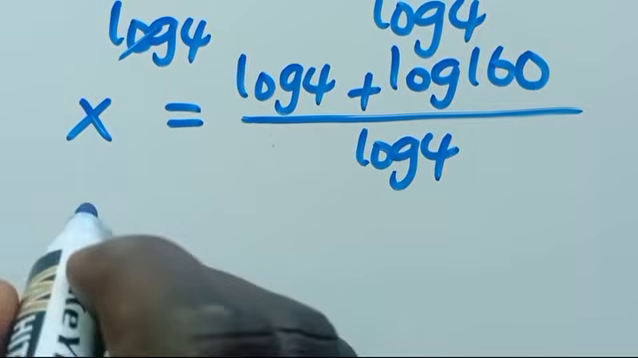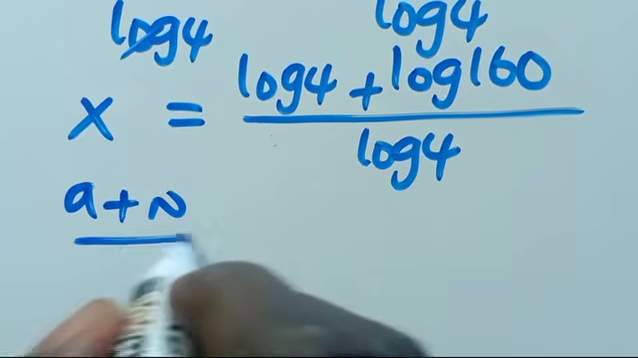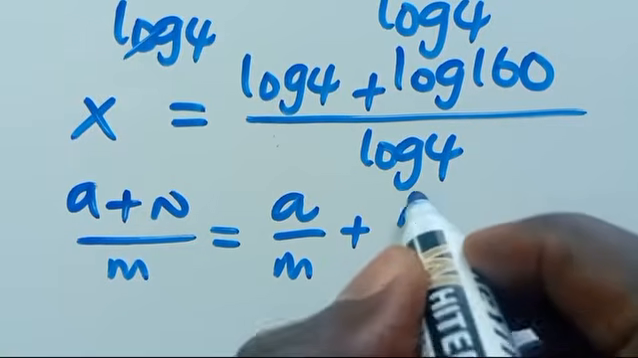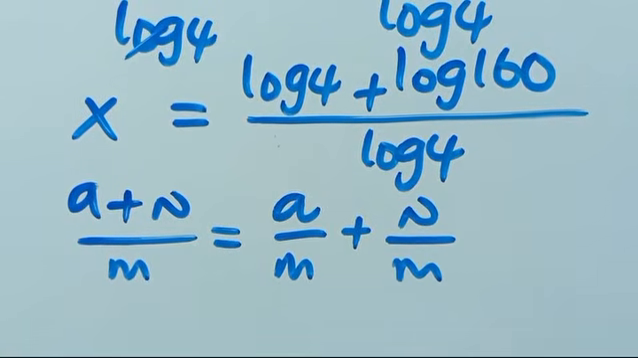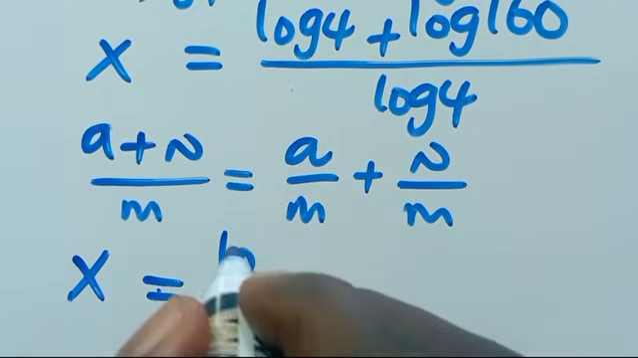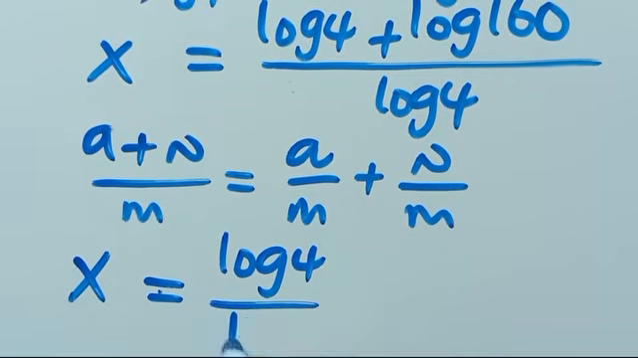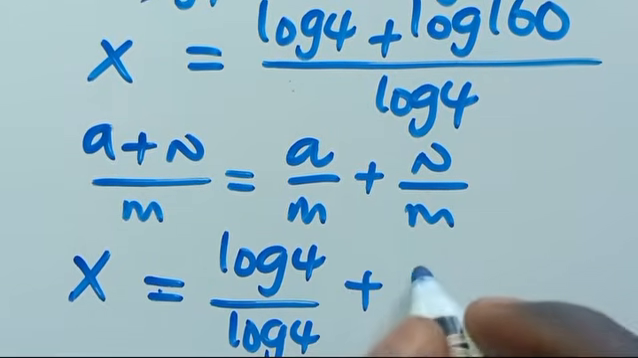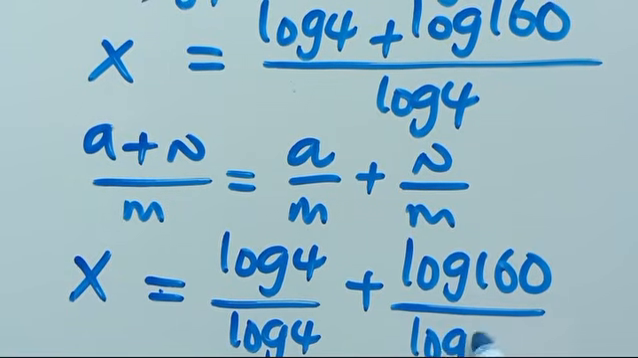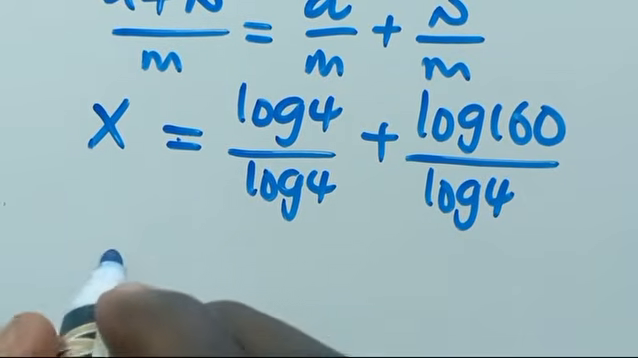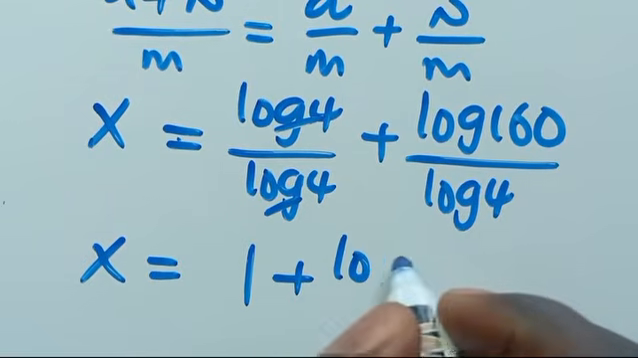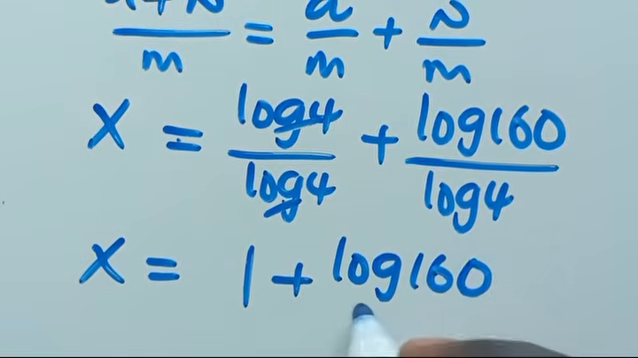And the reason is that when we have a plus n over m, we can have this as a over m plus n over m. Since a, n, and m are parameters, we can have x equals log 4 over log 4 plus log 160 over log 4. So we have x, this log 4 divided by this will be 1 plus log 160 over log 4.